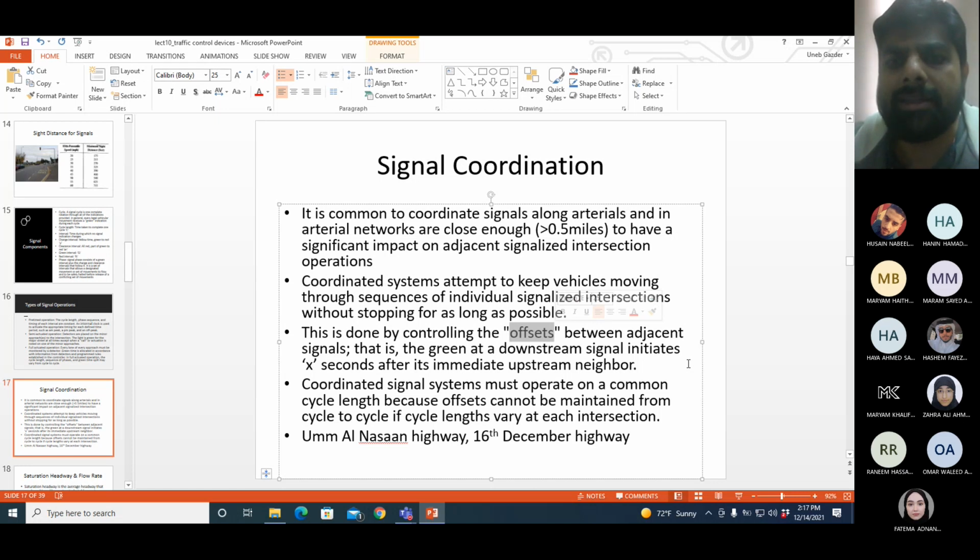For coordinated signals, it is important that the cycle length is common for all the signals. If you don't have a common cycle length for all the signals, coordination cannot be achieved. Okay, so all coordinated signals must have the same cycle length.